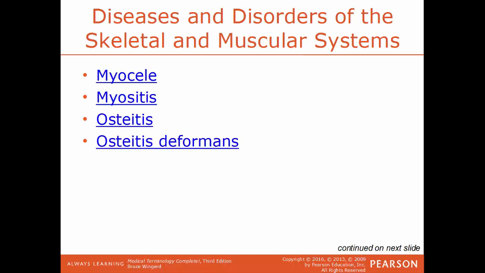Myocele is where you have a herniation of a muscle through its outer sheath. Myositis is where you have a degeneration and an inflammation of muscle tissue. Osteitis is where you have a degeneration and inflammation of the bone. And last one on here, osteitis deformans.